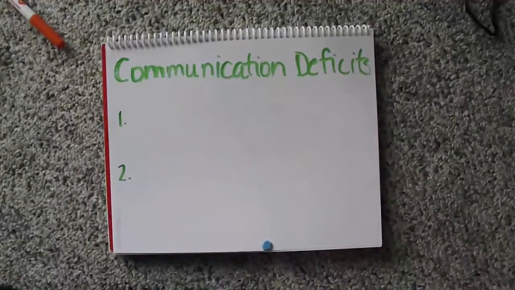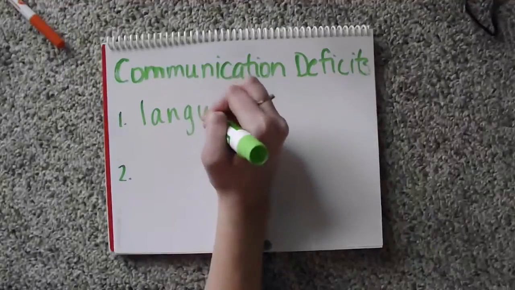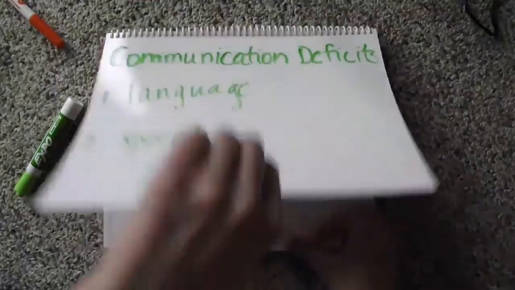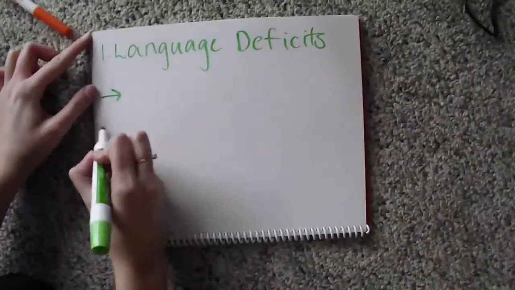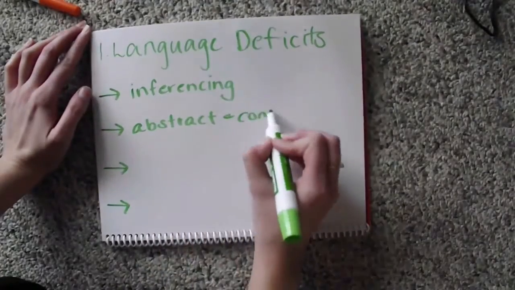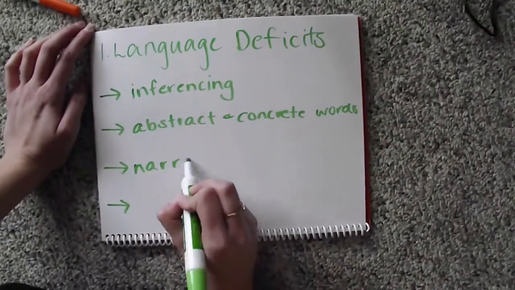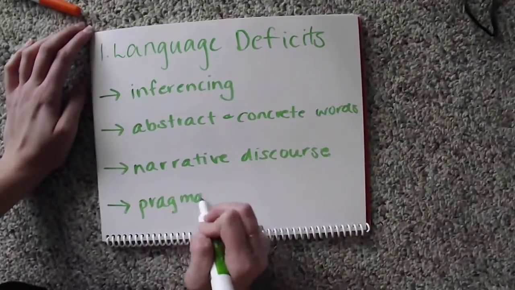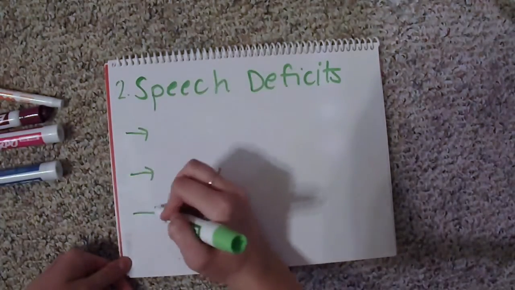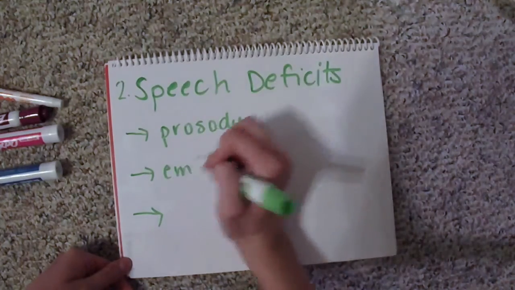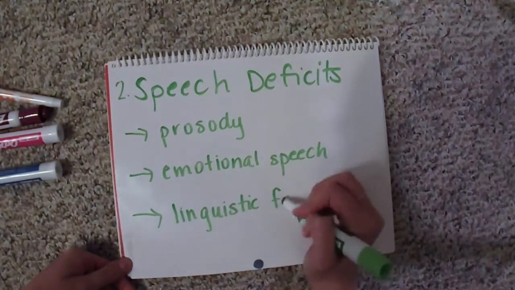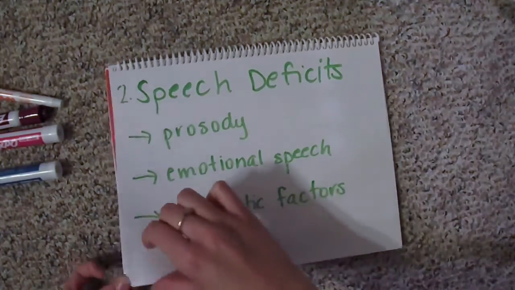Next, we are going to talk about the communication deficits that come along with right hemisphere disorder. These can impact an individual's language, or they can impact an individual's speech, or both. Language deficits as a result of RHD can come in many forms. Some of these include difficulties with inferencing, abstract and concrete words, understanding narrative discourse, and pragmatic skills. Speech can also be damaged in many ways when a patient has RHD. Some of the damage can include impairments in prosody, understanding and using emotional speech, and understanding and using linguistic information, such as recognizing different sentence types or stress.